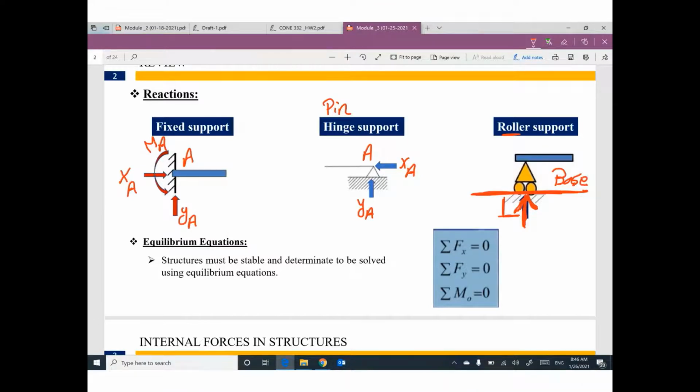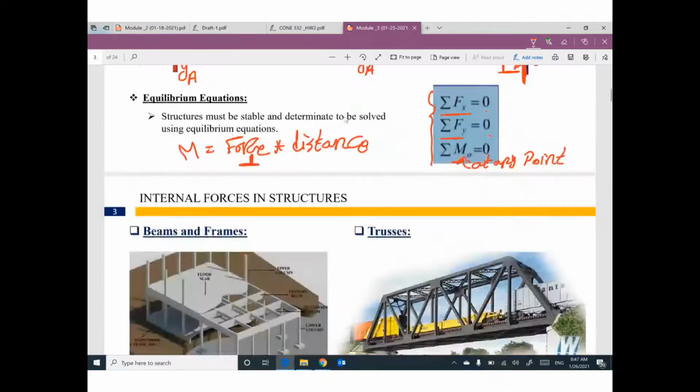How can we figure out these reactions? We have three equilibrium equations. Summation of all forces in x equals 0, summation of all forces in y equals 0, summation of moment at any point equals 0. Guys, please remember, your moment equals a force times distance. Your force and your distance must be perpendicular. Be careful about this point.